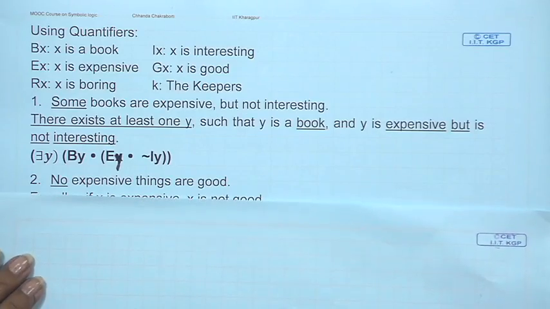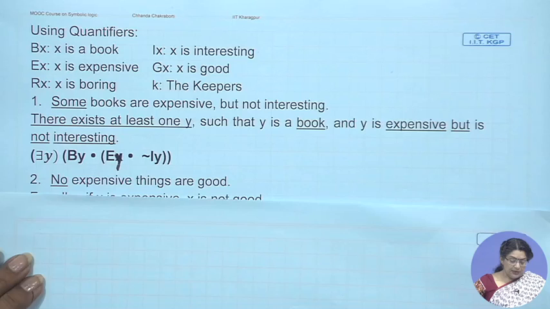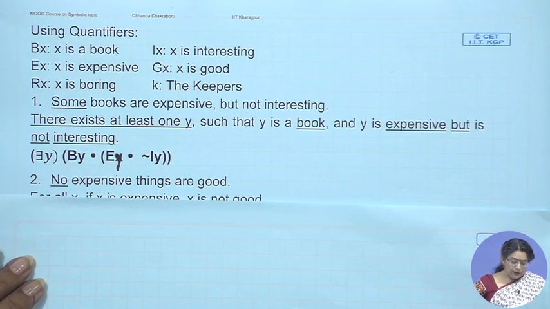Let us try another one. No expensive things are good. No reference to books. No expensive things are good. How are we going to translate that? So, let us take a look. First of all, no means universal quantity, right. So, you are going to use the universal quantifier. So, you need some for all y, for all x, and so on.